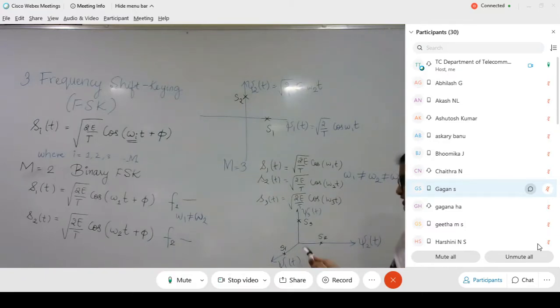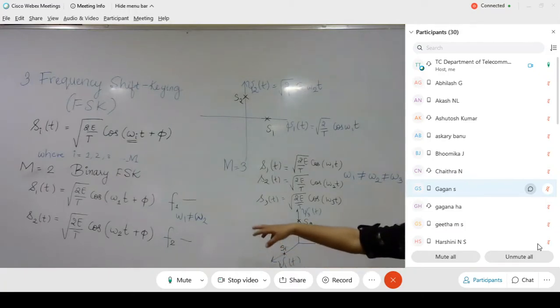Okay, and a signal in the fourth dimension does not make any sense. So we normally do not prefer using FSK systems to transmit digital information, because the system will get more complex with higher values of M, and moreover the bandwidth required goes up as the M value goes on increasing: 4, 8, 16.